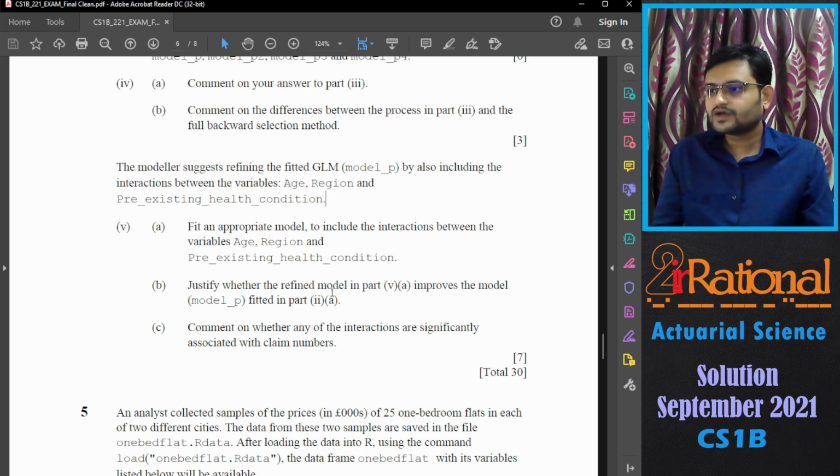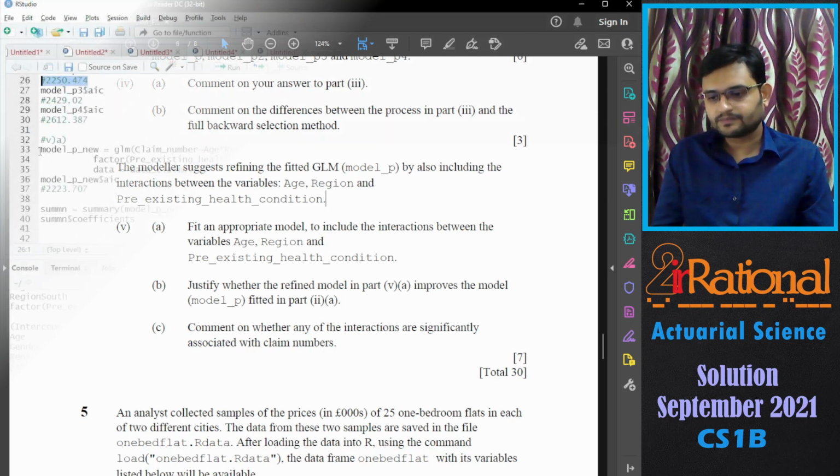Then they are saying fit an appropriate model to include the interactions between these variables. Justify whether the refined model in part 5a improves the model_p fitted in part 2a. Comment on whether any of the interactions are significantly associated with the claim number.